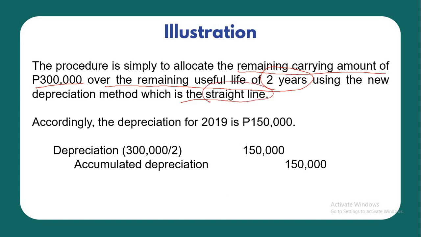So, your annual depreciation starting 2019 is 150,000. That is 300,000 divided by 2 years na remaining useful life. So, that is 150,000. So, wala na ka nagamit og SYD. Gigamit na nimo effectively ang straight line method. So, entry ani, debit, depreciation, 150,000 and credit accumulated depreciation at 150,000. Okay? So, that is how we account for the change in depreciation method.